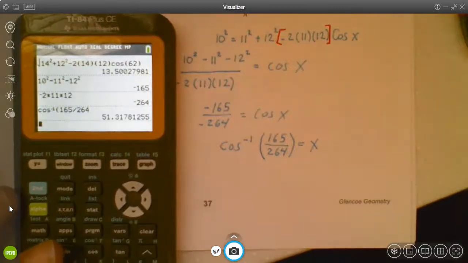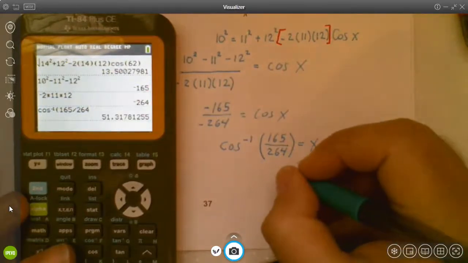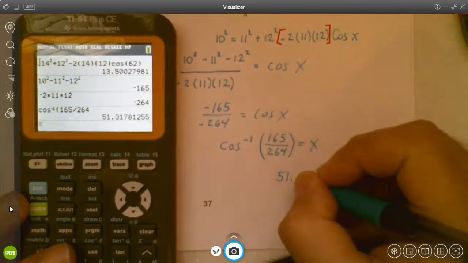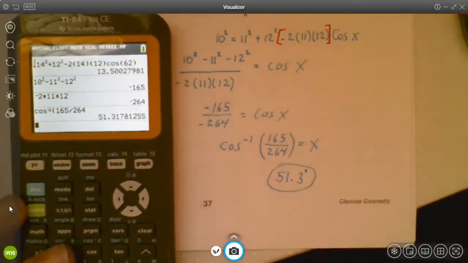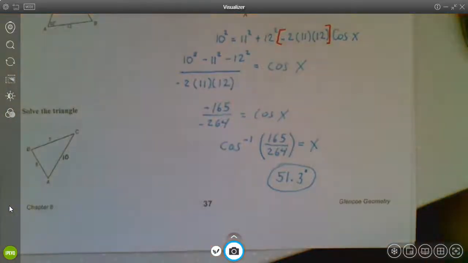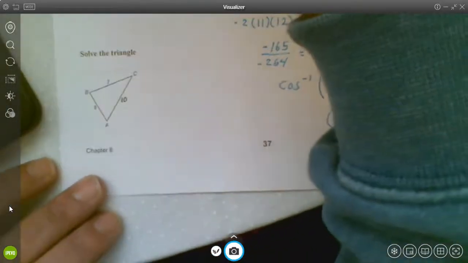And there's our missing angle, about 51.3 degrees. Good stuff. Okay. So those are kind of the two different versions that you can run into. Really not much more to it than that.